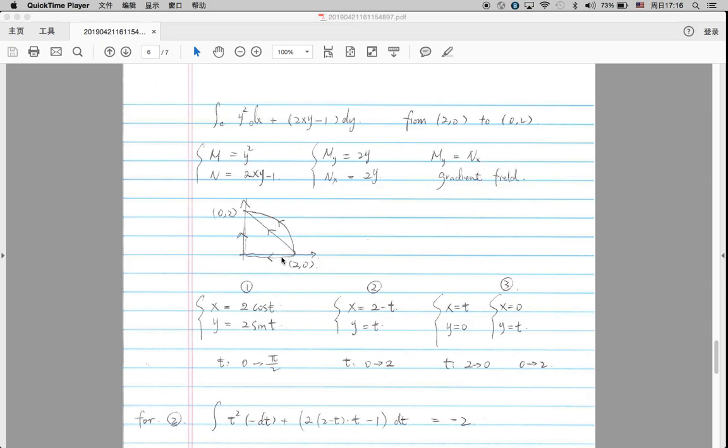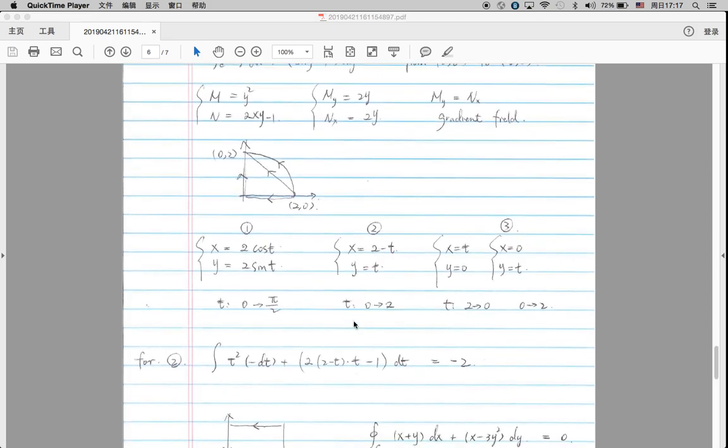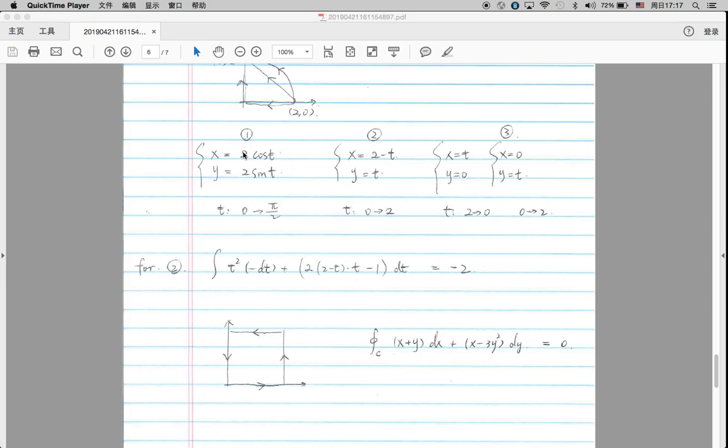So let's say we have three paths here from (2,0) to (0,2). We can either move along this line here, so y is equal to 2 minus x. We also have the curve here, which is part of the circle. And we also have moving along the x-axis and then moving along the y-axis. So we have three paths we can choose from when moving from this point to this point, as I have written down here.